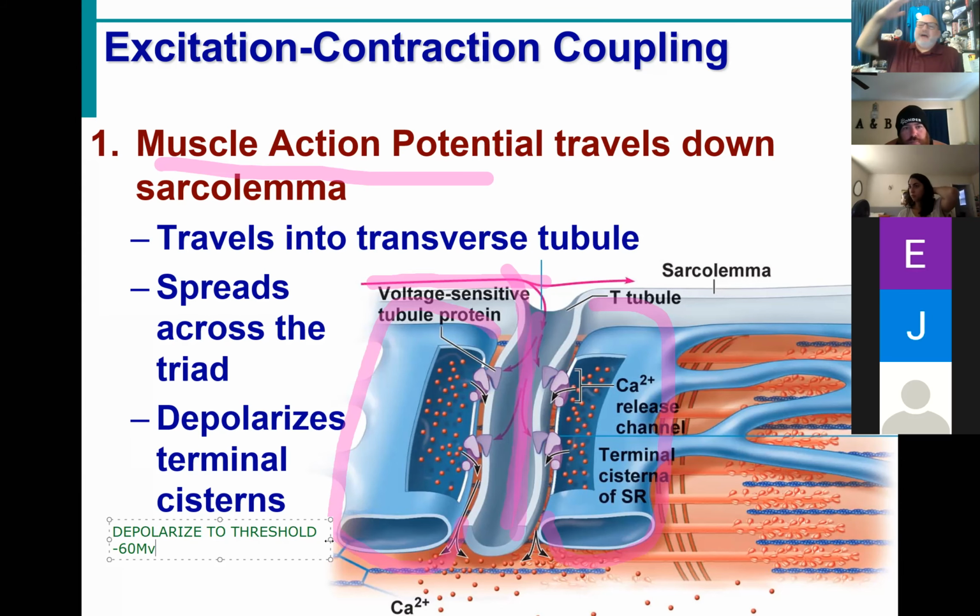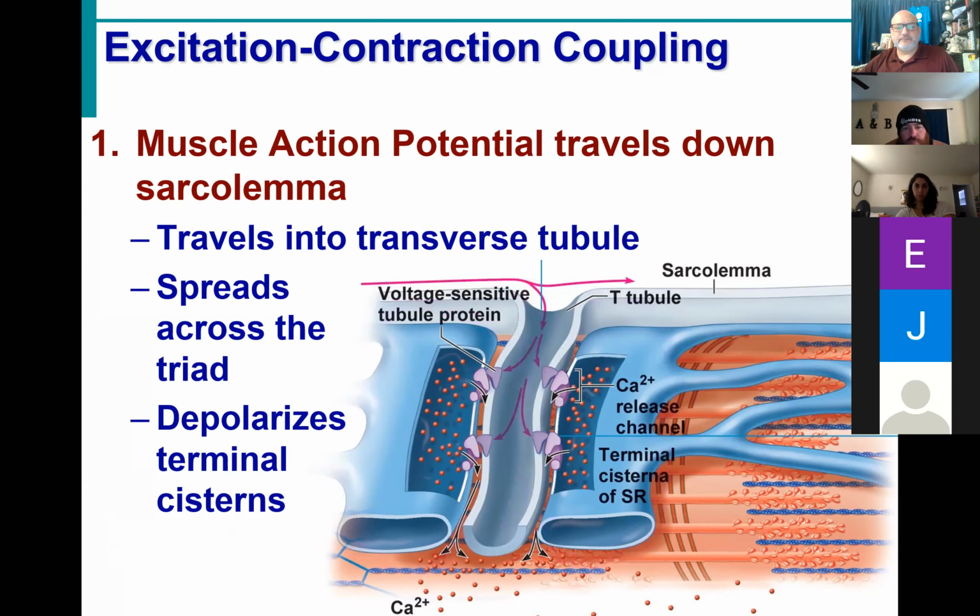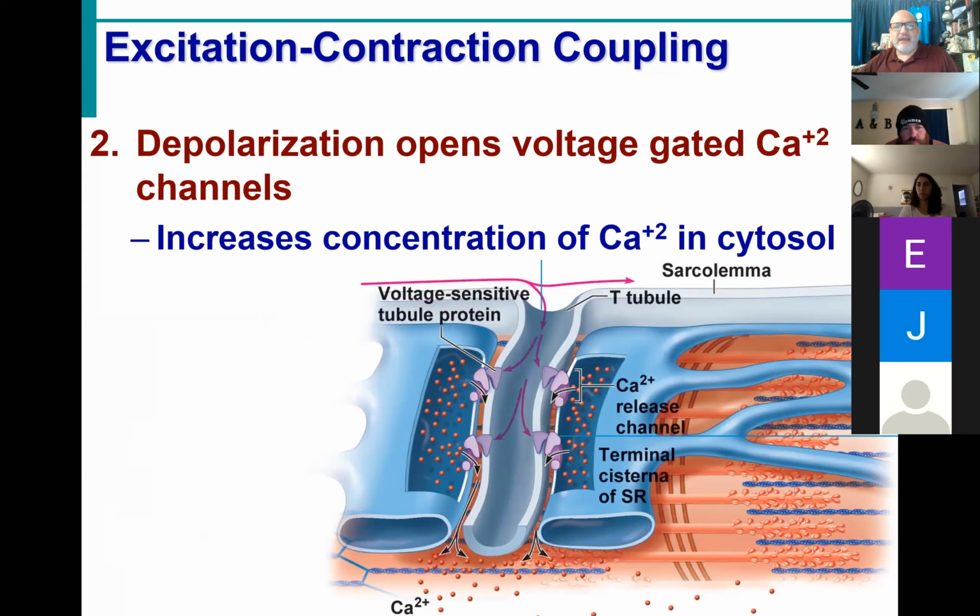And remember, as we've talked about, these action potentials are huge. They're a 100 millivolt wave. So it's very easy for something that is 100 millivolts big to make a small enough depolarization to get it to negative 60 millivolts. And when it gets to negative 60 millivolts, those voltage-gated calcium channels open, and we get an increase in the concentration of calcium in the cytosol.